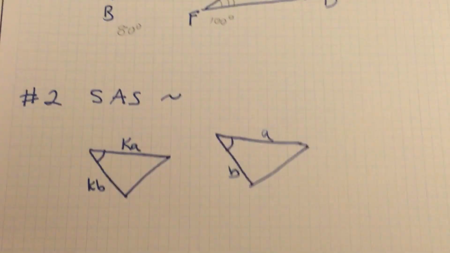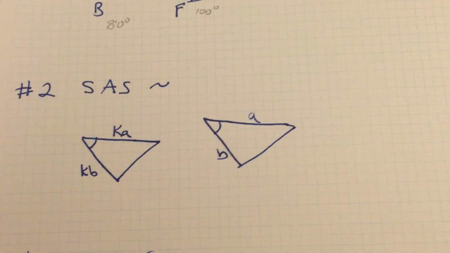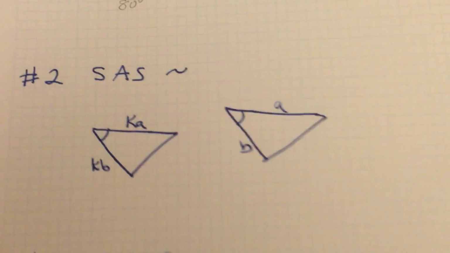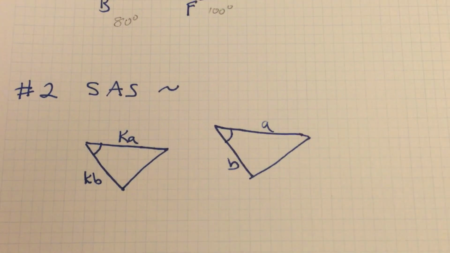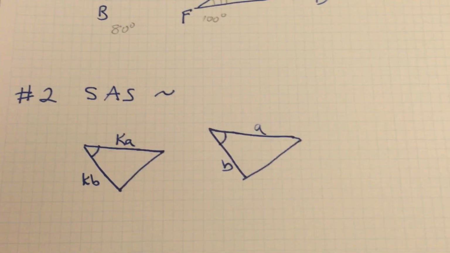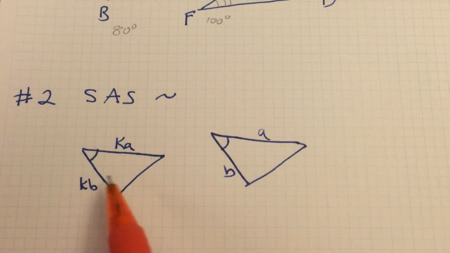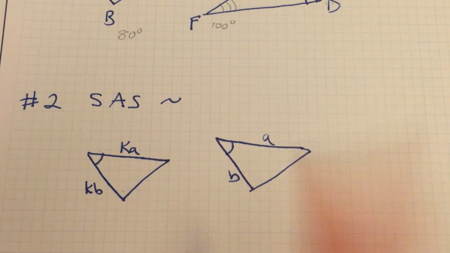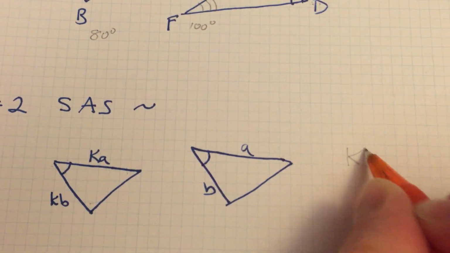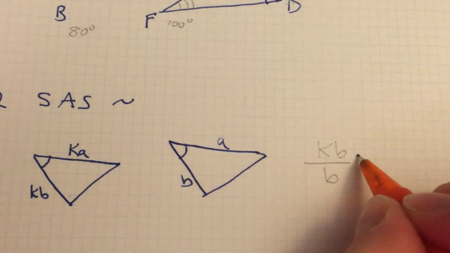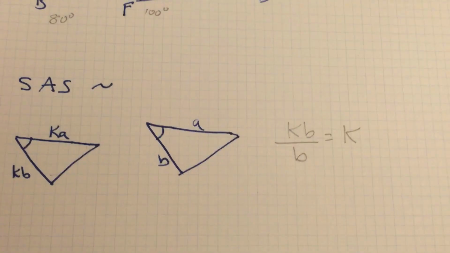Okay, and really what you want to do with this one is create a ratio, and the ratios are going to be the same essentially, right? So if I take the KB and divide it by the B, so if I say KB over B, notice that the B's are going to cancel out. What are you going to be left with? You'll be left with K.